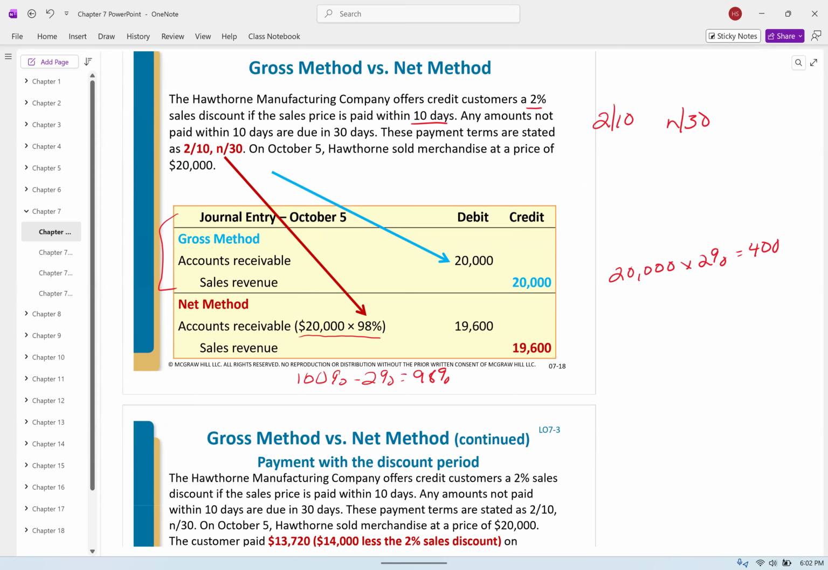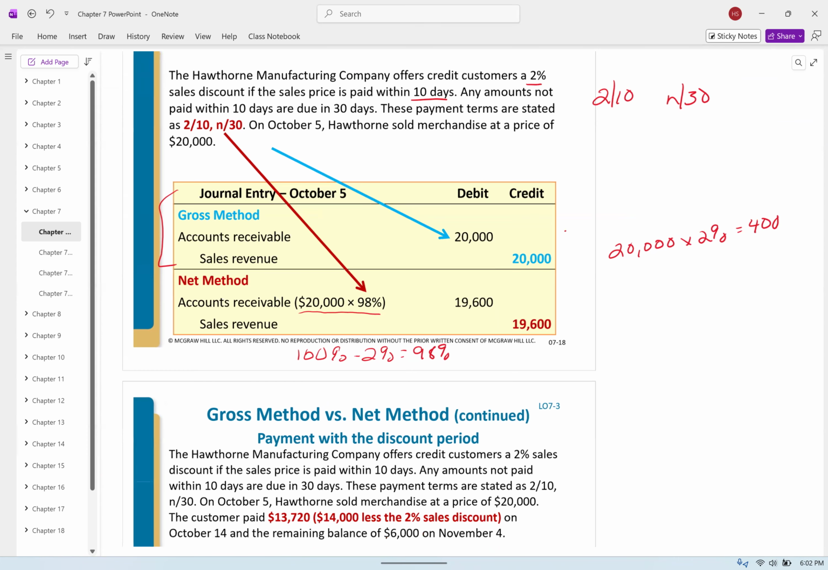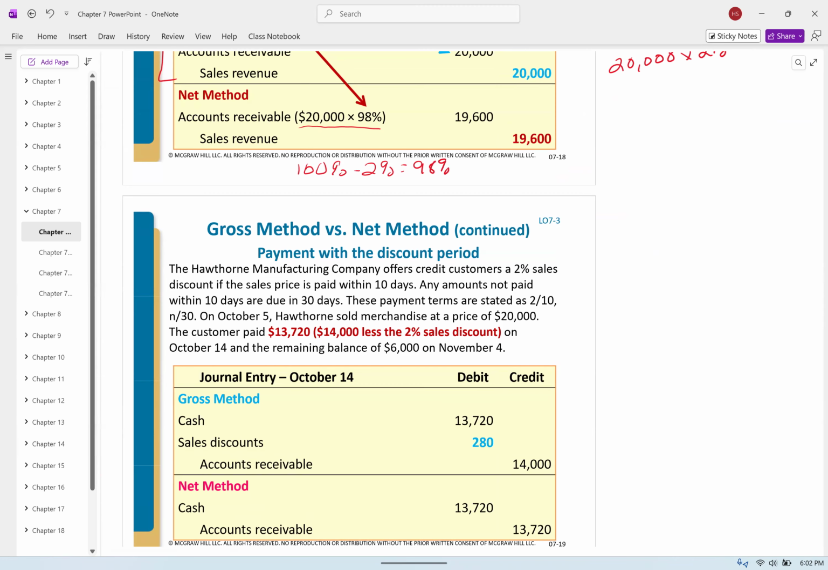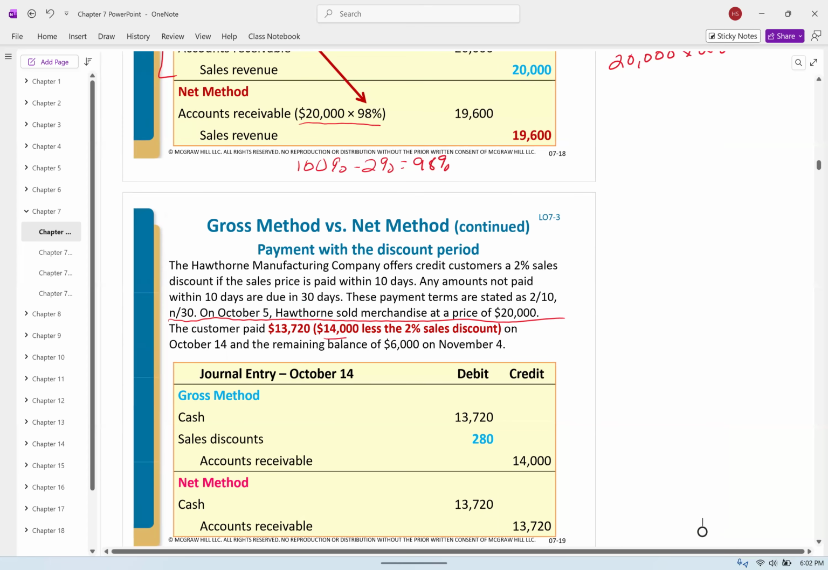Okay, so here's gross method and net method. We're going to continue with this. Everything I think is the same right here, except we are going to add these two lines. It says the customer paid 13,720, which is 14,000 minus the 2% sales discount, on October the 14th, and the remaining balance of 6,000 on November the 4th.